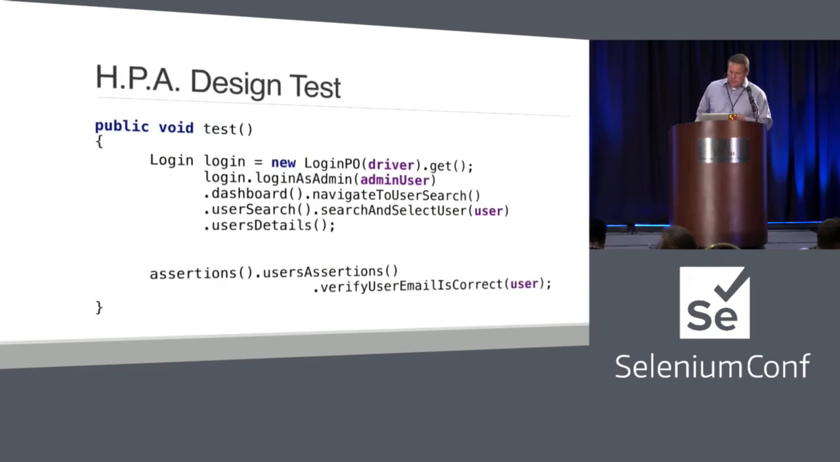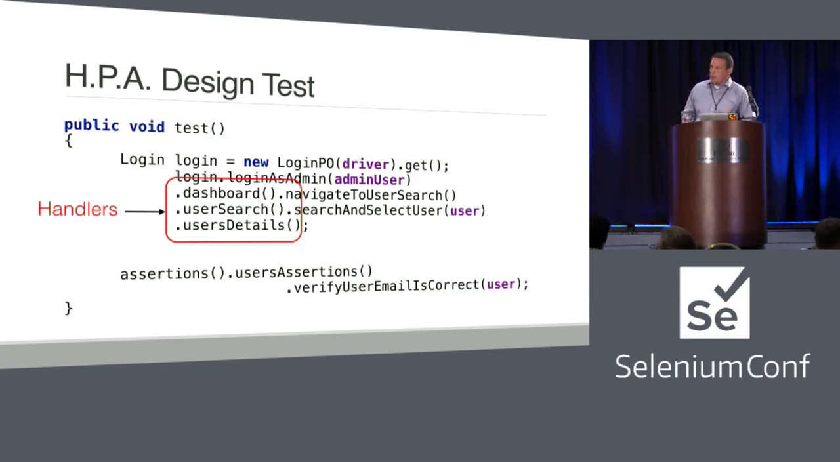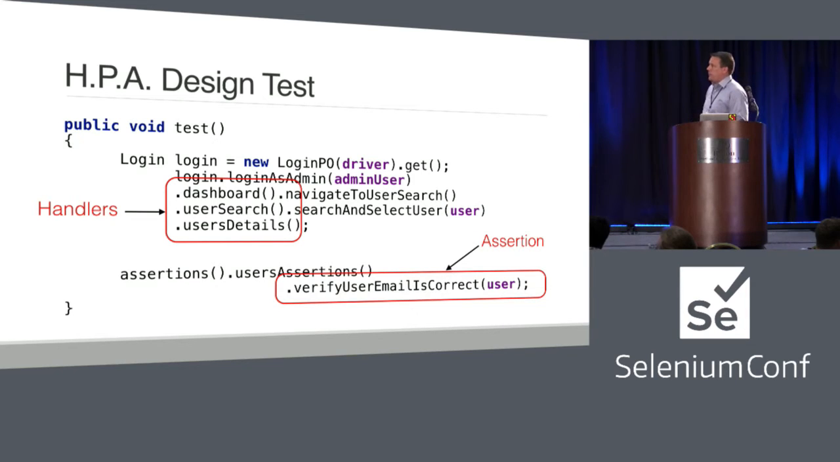Here's an example. As you can see, we continue with the dot notation, but this time we have the handlers in place. We can see those, and we know where we are within our app as we drill through the page objects. In addition, we have a single line assertion.